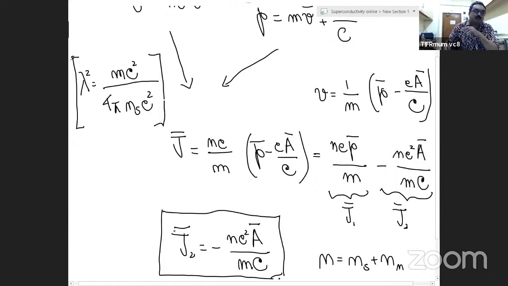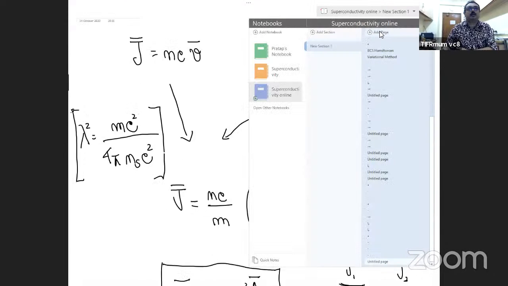Okay, so J1 must be playing a very interesting role, because I have to show that J is proportional to A, but only in the superconducting state. Above the superconducting transition temperature Tc, that J proportional to A should vanish. So let us now work with this expression, which is J1.